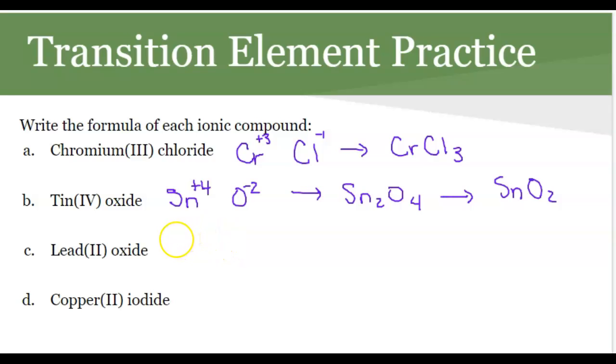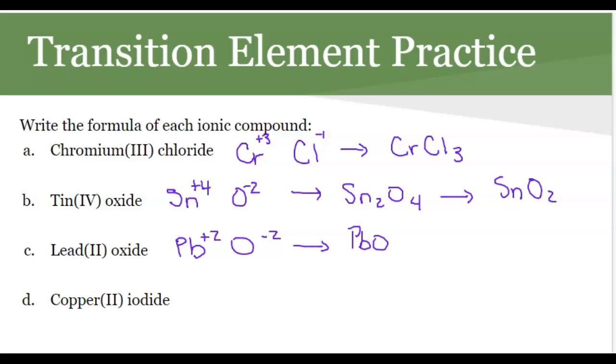Lead. Lead is Pb, so that's another weird one. I'm being told it's +2. Oxygen is -2, always. So I just need, oops, I got a little excited on the Pb, I guess, and I created them together. So you only need one of each in this instance, PbO.